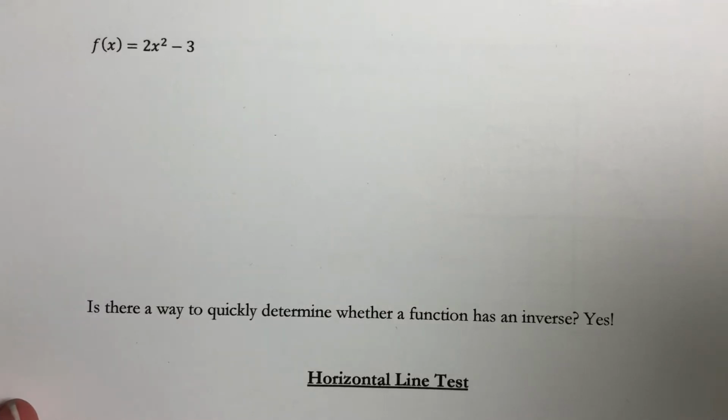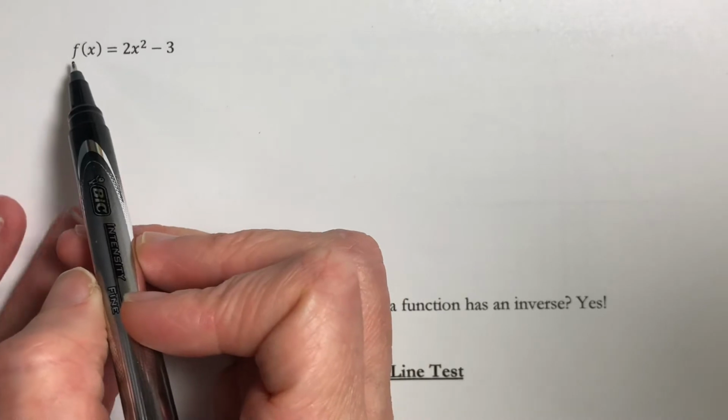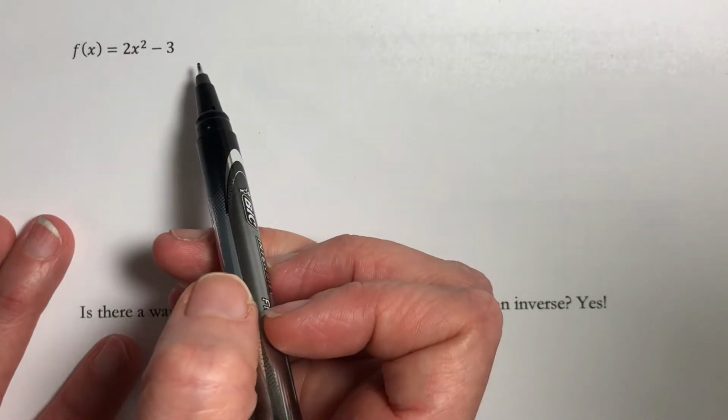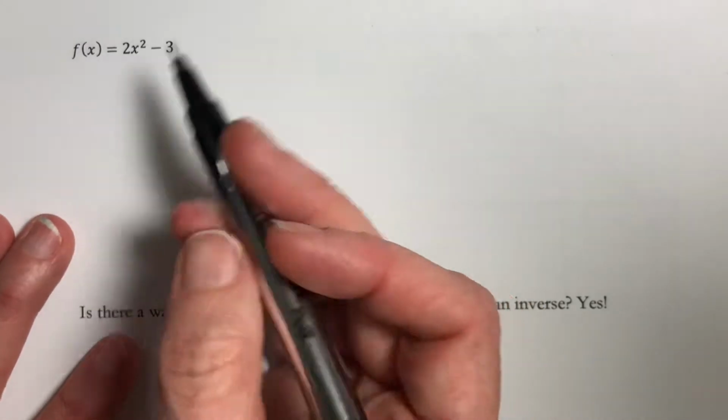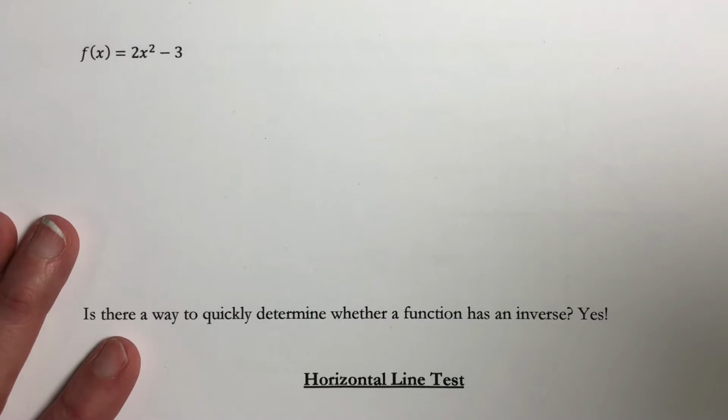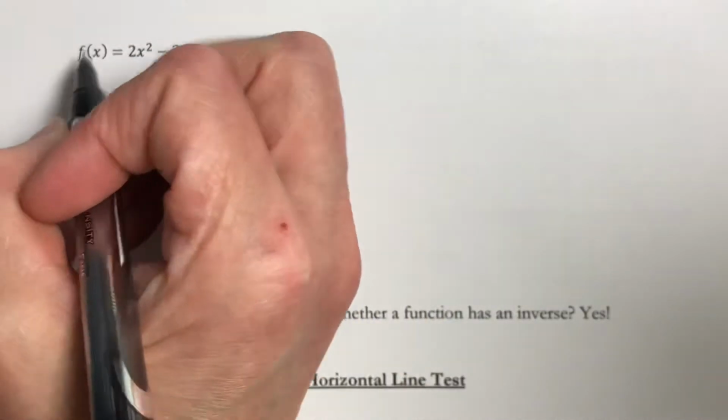This is part 2 of section 2.7. We want to find the inverse of the function f of x is equal to 2x squared minus 3. And then we may need to restrict the domain if we do not get a function. So let's start off. We're going to change this f of x to a y.